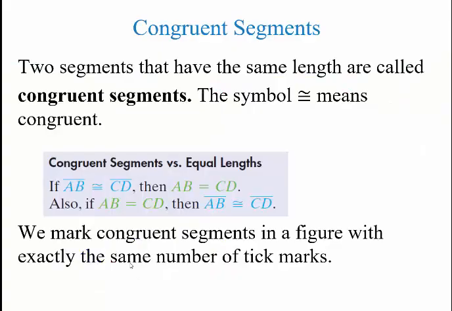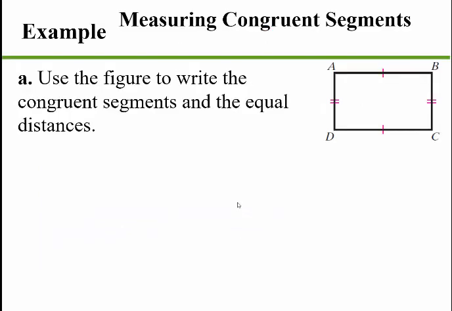All right, two segments that have the same length are called congruent segments. Two line segments that have the same length are congruent, and we use this symbol, an equal sign with a squiggly over it. This means congruent. So, congruent segments versus equal lengths. If two segments A and B are congruent, then what that's saying is the distance is equal. Also, if the distance is equal, then the two segments are congruent. We mark congruent segments in a figure with exactly the same number of tick marks. Let me show you what that looks like.